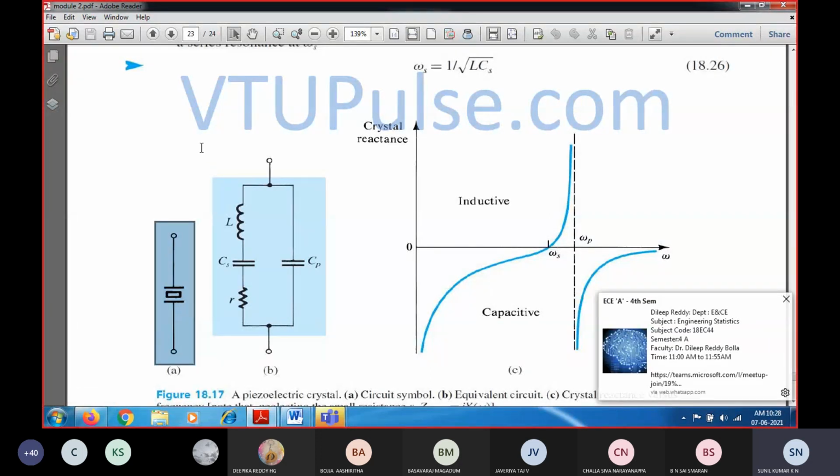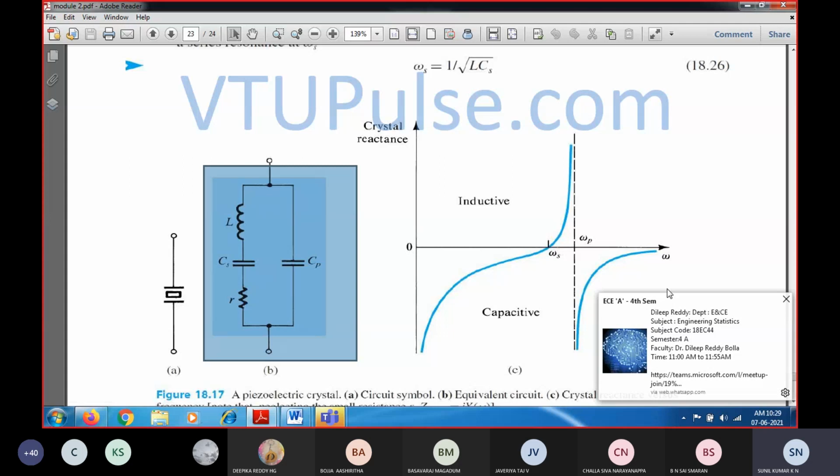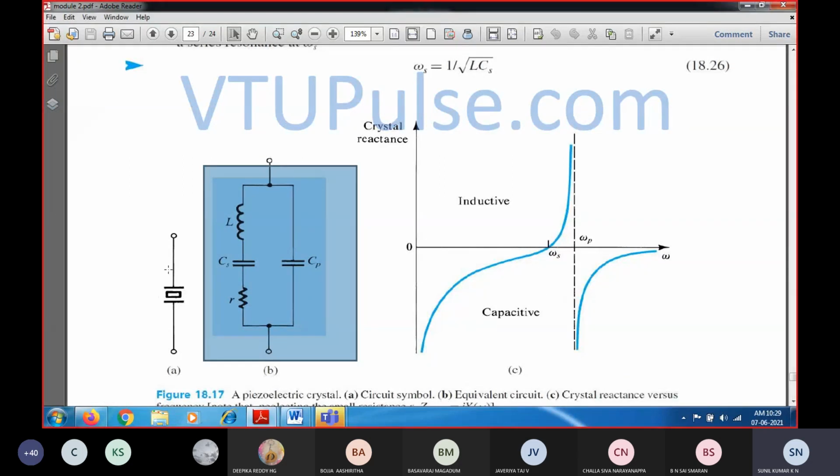And if you write the corresponding electrically equivalent crystal, this is very important. This is the symbol of the crystal, and this is the electrically equivalent circuit configuration of that crystal, which comprises an RLC circuit. It consists of a resistance component, an inductor component, as well as CS, the capacitance in series, and CP corresponds to the parallel capacitance.